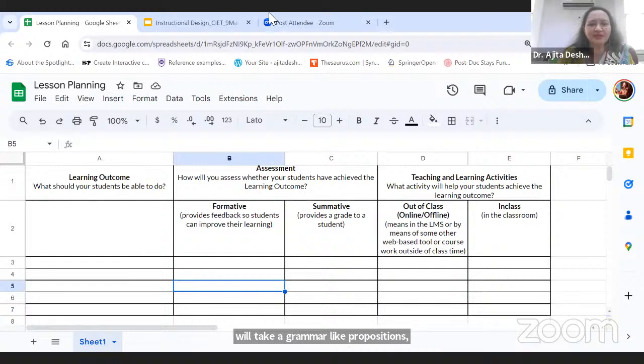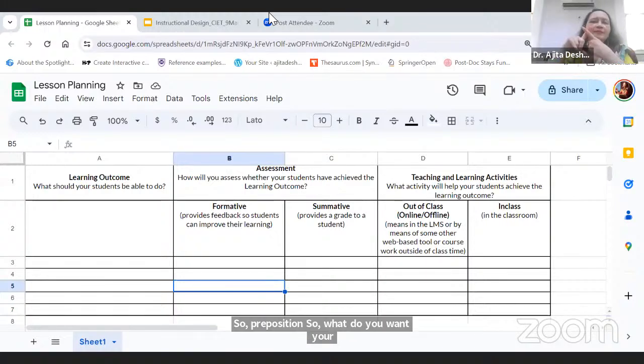Reading skill, grammar like preposition. So what is the learning outcome? I can't pronounce your name probably in the correct way, so please, my apologies for that. Jai Ramaya. So preposition. So what do you want your student to be able to do?